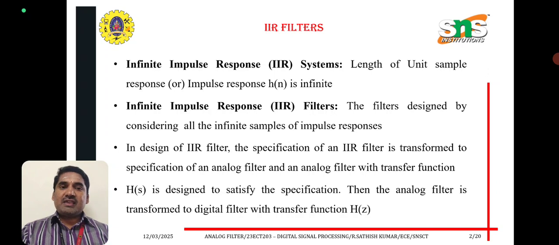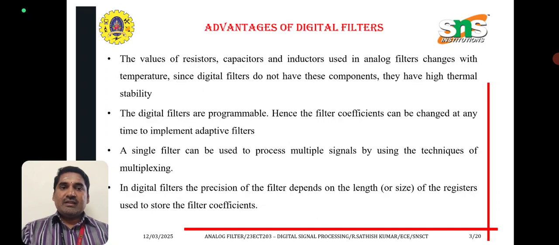In the design of an IIR filter, the specifications of the IIR filter are transformed to specifications of the analog filter, and then an analog filter with transfer function H(s) is designed to satisfy the specification. Then the analog filter is transformed to a digital filter with transfer function H(z). Next, we can see the advantages and disadvantages.